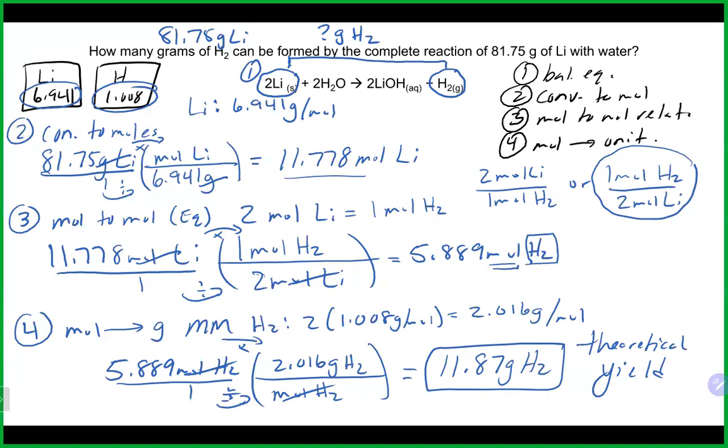So we don't really cover theoretical yield or actual yield. Percent yield is something that goes with that as well. So you'll just basically be asked something like this: how many grams of H2 would you produce?